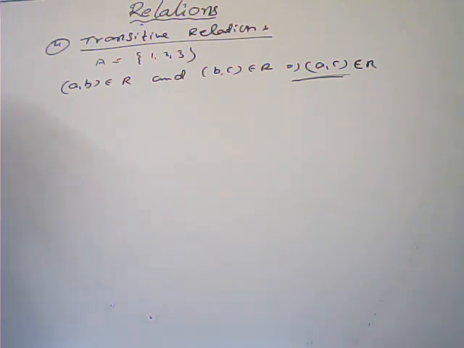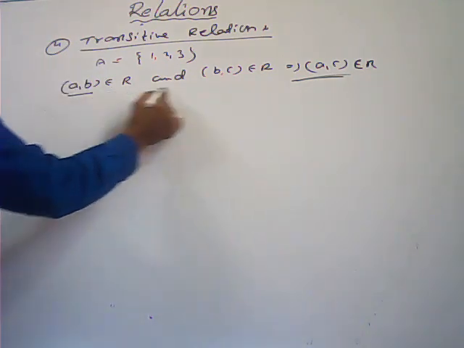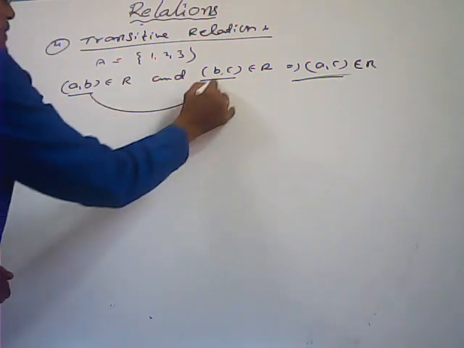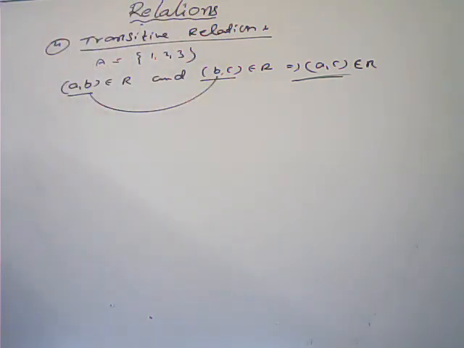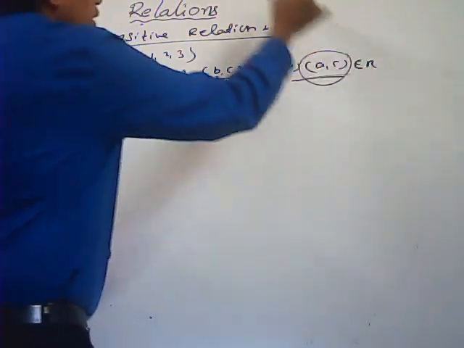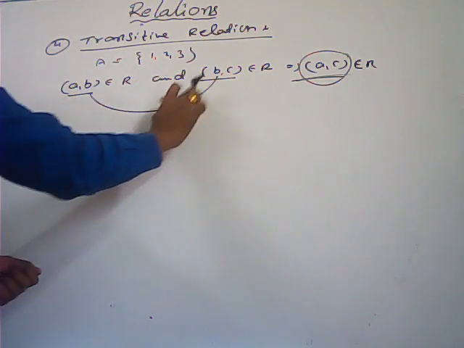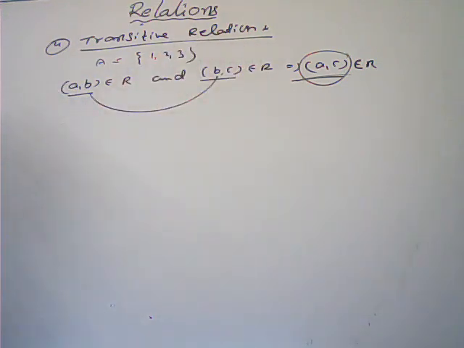What is the meaning of this one? If a relation contains, by observing the ordered pairs in that relation, if any relation is there between two ordered pairs like (a,b) and (b,c), here b is common, then it needs one more ordered pair, (a,c), to make it a transitive relation. If any relation is there between two ordered pairs (a,b) and (b,c), then it needs one more ordered pair, (a,c), then only we say that is a transitive relation.